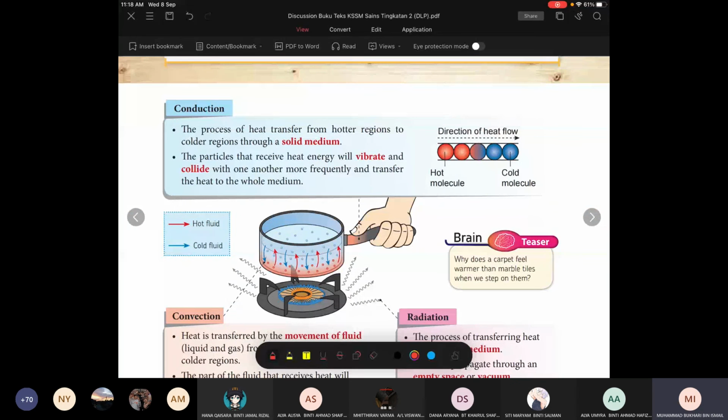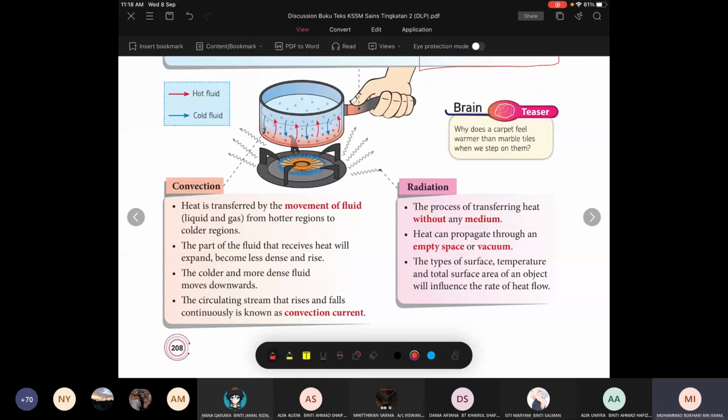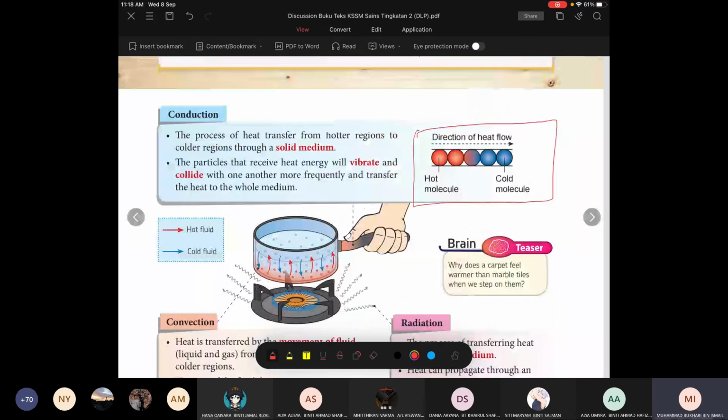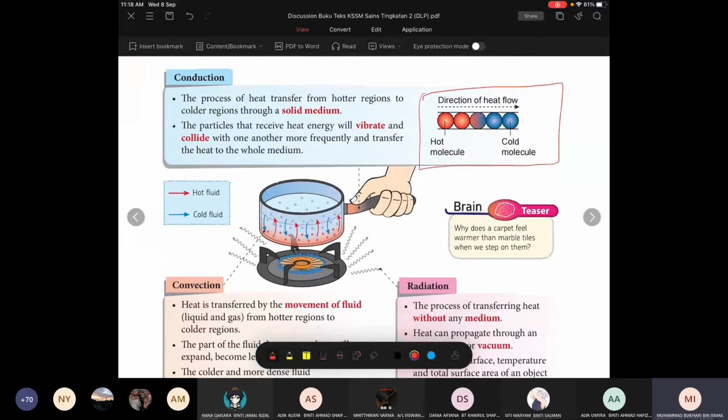This one is conduction. And then you have convection, this one, and we have radiation. Is that clear? Yes. Okay, good.